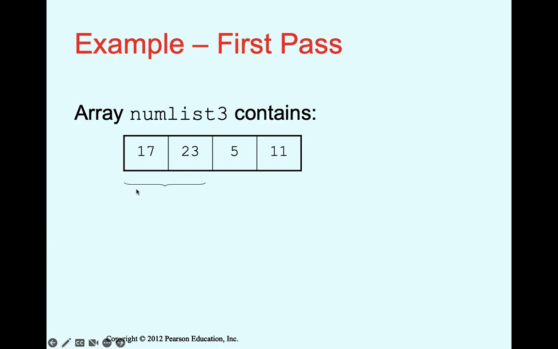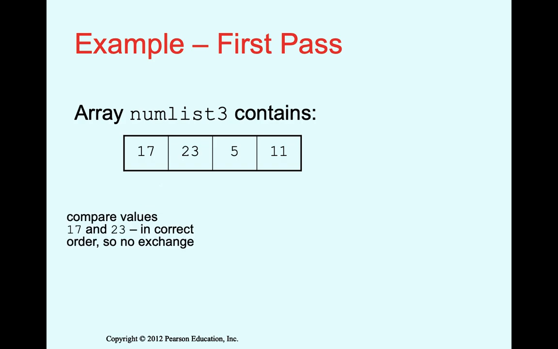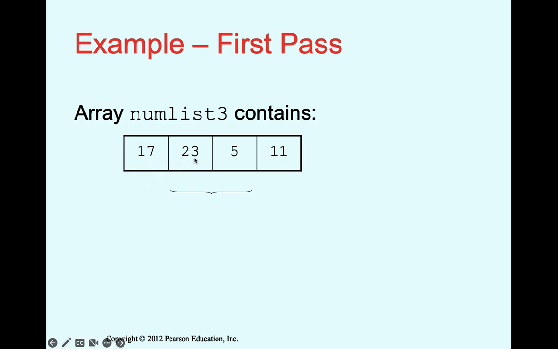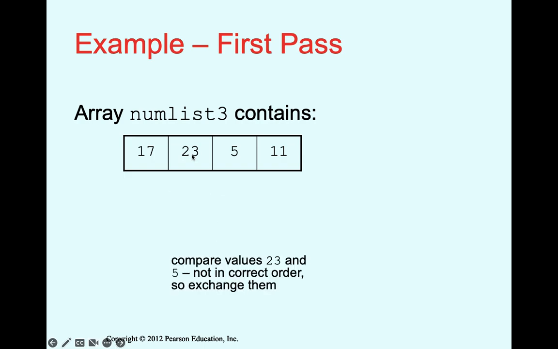For example, let's take this array as an example. We compare 17 and 23. Are they in the correct order? Yes, because 17 is less than 23, so they are in the correct order. Imagine we are ordering from the smallest to the largest. And then we move to the second pair, 23 and 5. Are they in the correct order? No, because 5 is less than 23. So in this case, we swap them.